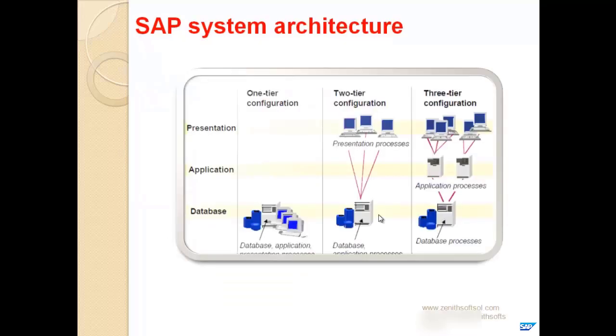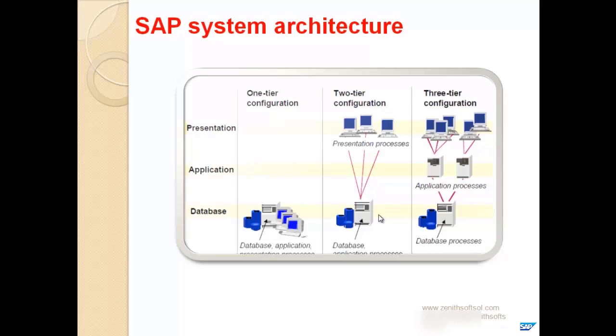Now, this is a simple layout of one tier, two tier and three tier. The concept of one tier, as I explained in the previous slide, is that if you install database, application and presentation on one single system, then it is called a one-tier system. And if you're installing presentation on one system and database and application on another system, then we call it a two-tier system.